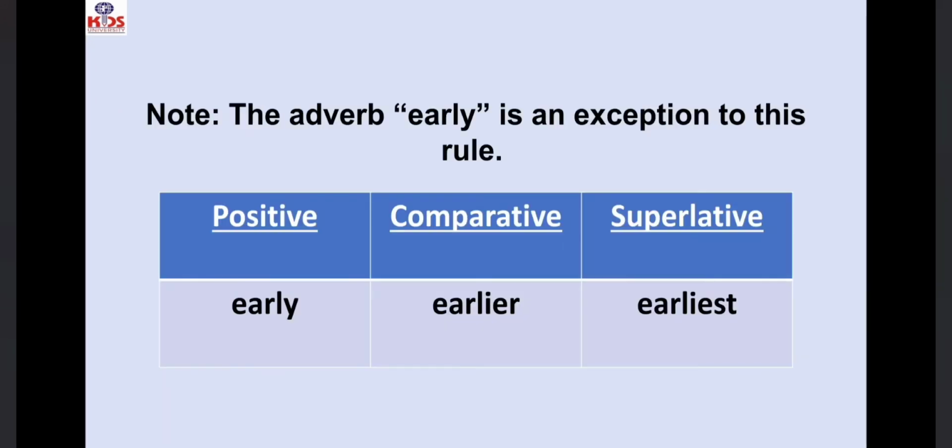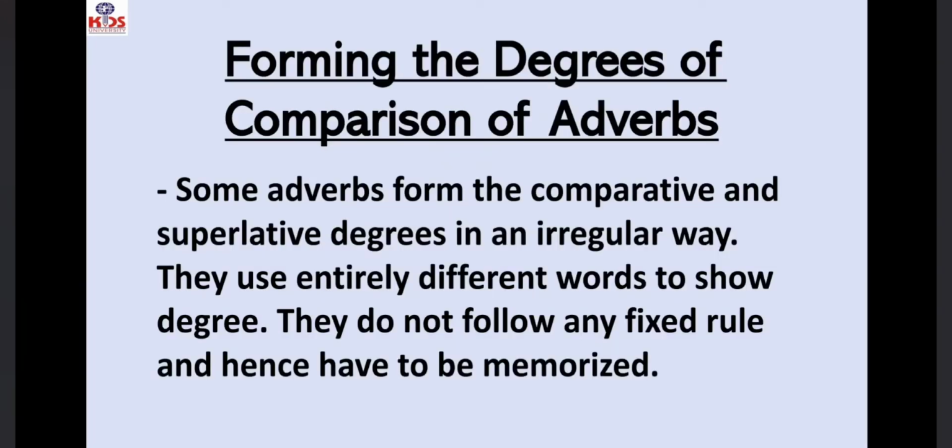Do note that the adverb early is an exception to this rule. The comparative degree of early is earlier and the superlative degree of early is earliest. Remember, some adverbs form the comparative and superlative degrees in an irregular way. They use entirely different words to show degree. They do not follow any fixed rule and hence have to be memorized.